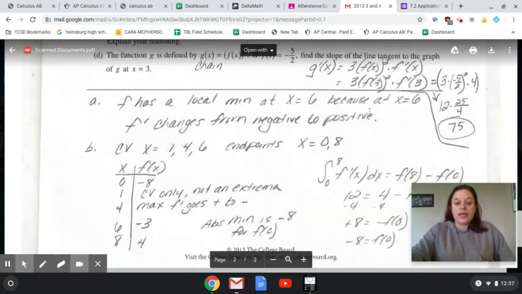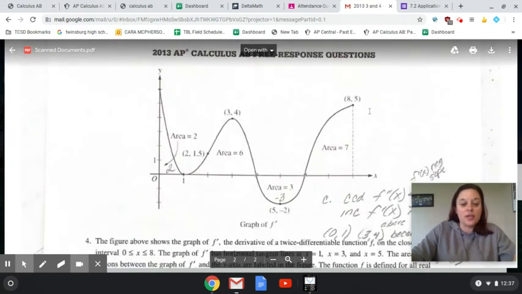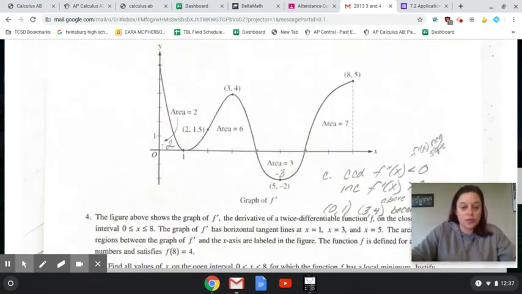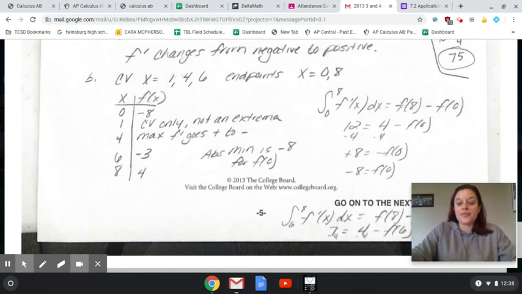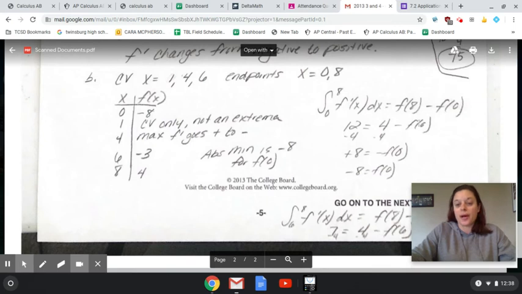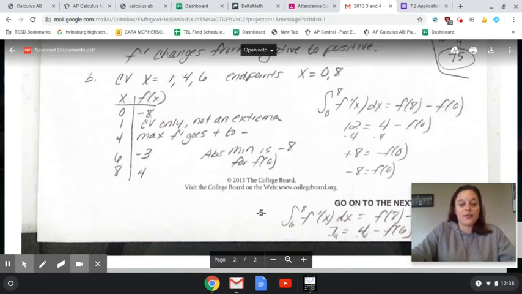The integral from 0 to 8 comes from these intervals, these areas. So from 0 to 8, I have an area of 2, an area of 6, an area of 3 that's underneath, so a negative 3, and an area of 7. So I added the 2, the 6, and the 7 and subtracted 3. That's where I got this answer of 12. F of 8, you're told in the beginning, is 4, so I filled that in. F of 0 is what you're looking for, so I put minus f of 0. I subtracted 4 to the other side, giving me 8, but then I divide by a negative to get f of 0 by itself. I get negative 8. So that's my y value when x is 0.